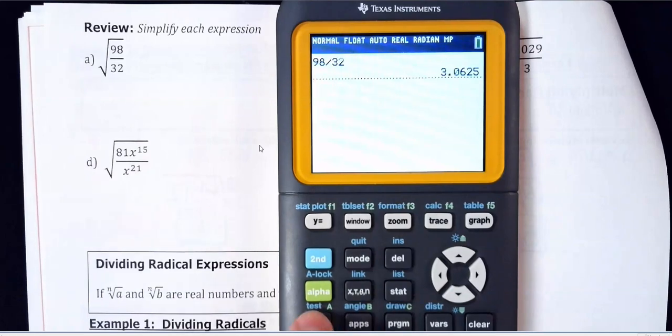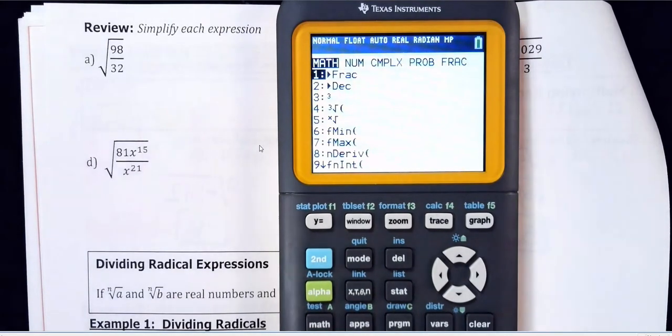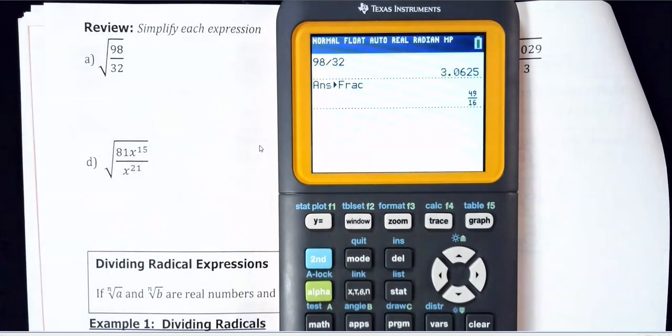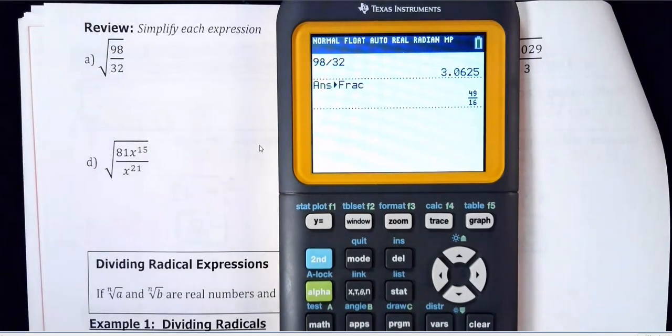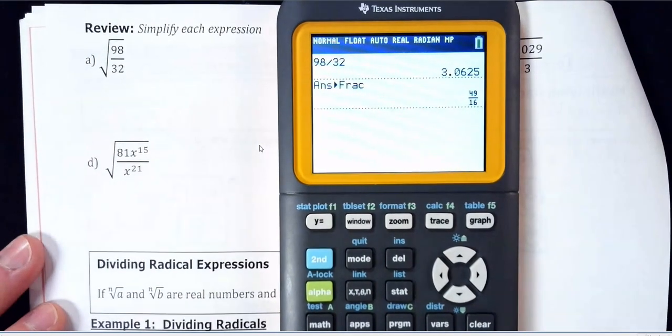So just hit math, and it's this big gross menu, but you just need the very first thing, which says FRAC, that stands for fraction. So hit math, and then you hit enter twice, and it will convert whatever you just did, if it can, into a fraction in lowest terms. So it's just going to reduce it for you. You can do it by hand if you want to as well, but this might make you get the problem done a little bit faster, save you a little bit of time.